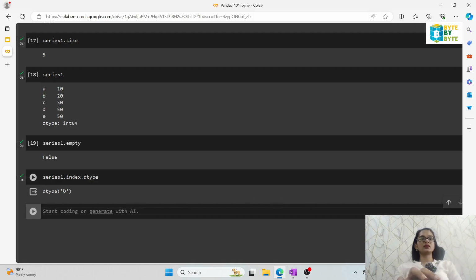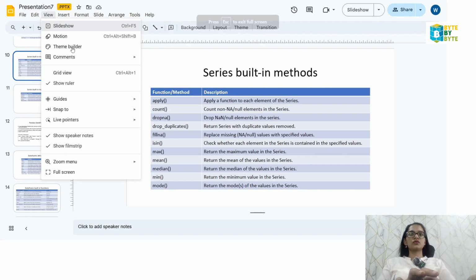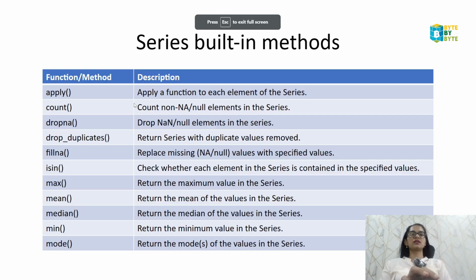So this particular thing is nothing but the data type's index. Index is data type, sorry. Now we have some series built-in functions available with us. For example, we have append, apply, and count. If duplicates are there, you can drop those duplicate values. So we'll start with some series built-in methods.